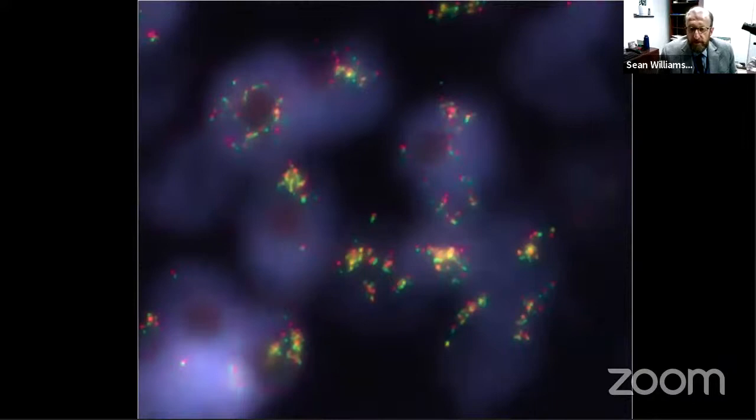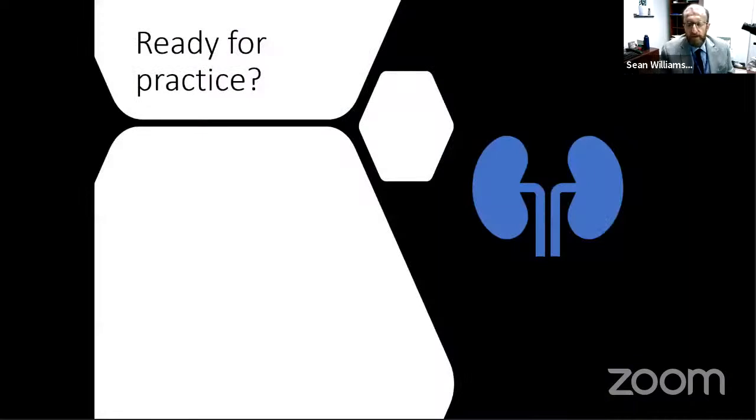And here's a FISH image from one of these tumors, and this is a break-apart probe for TFEB, and although it doesn't show the typical rearrangement pattern, it shows these huge aggregates of numerous copies of the TFEB region, almost like you would see in an amplified HER2 FISH image. So is this entity ready for diagnostic practice?